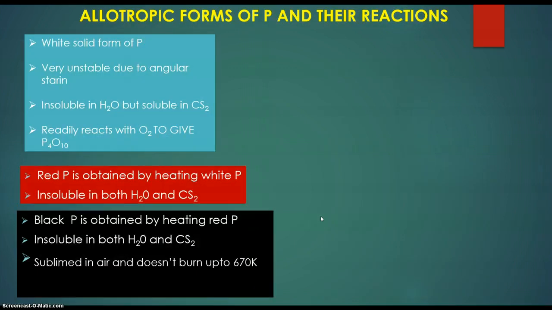Now, what are the allotropic forms of phosphorus and their reactions? There are mainly three kinds of allotropic forms of phosphorus. First of all, white phosphorus. This is the structure of white phosphorus.